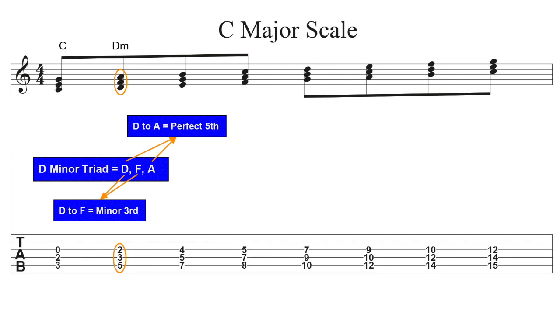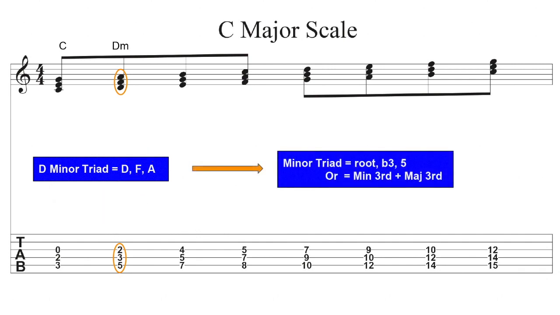So we now have a definition of a minor triad. A minor triad is a minor third followed by a major third, like we saw with that D, F, and A.